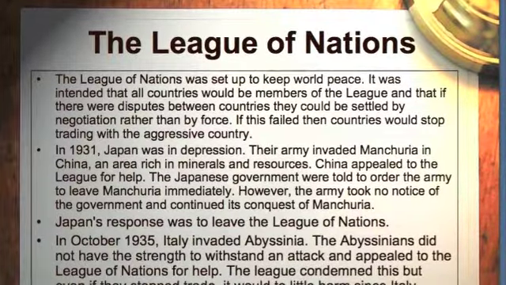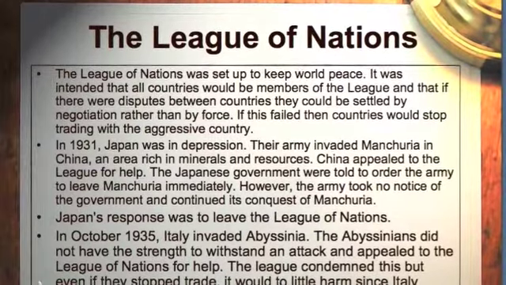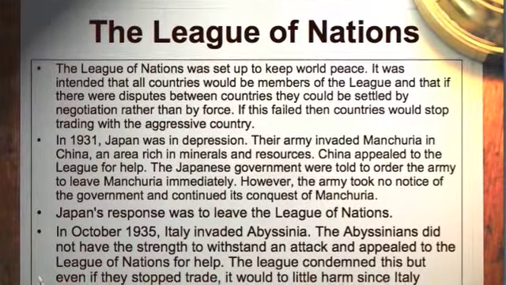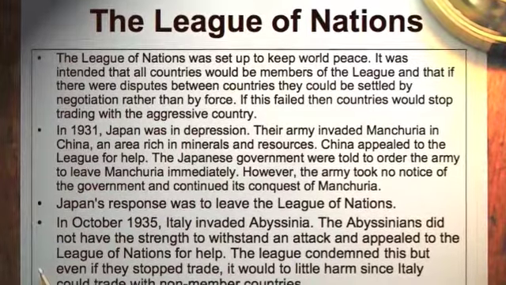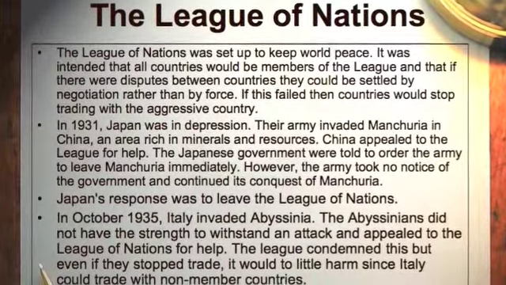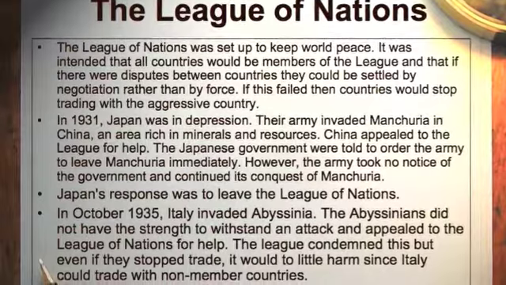The League of Nations was set up to keep world peace. It was intended that all countries would be members of the League and that if there were disputes between countries, they would be settled by negotiation rather than by force. If this failed, then countries would stop trading with the aggressive country.